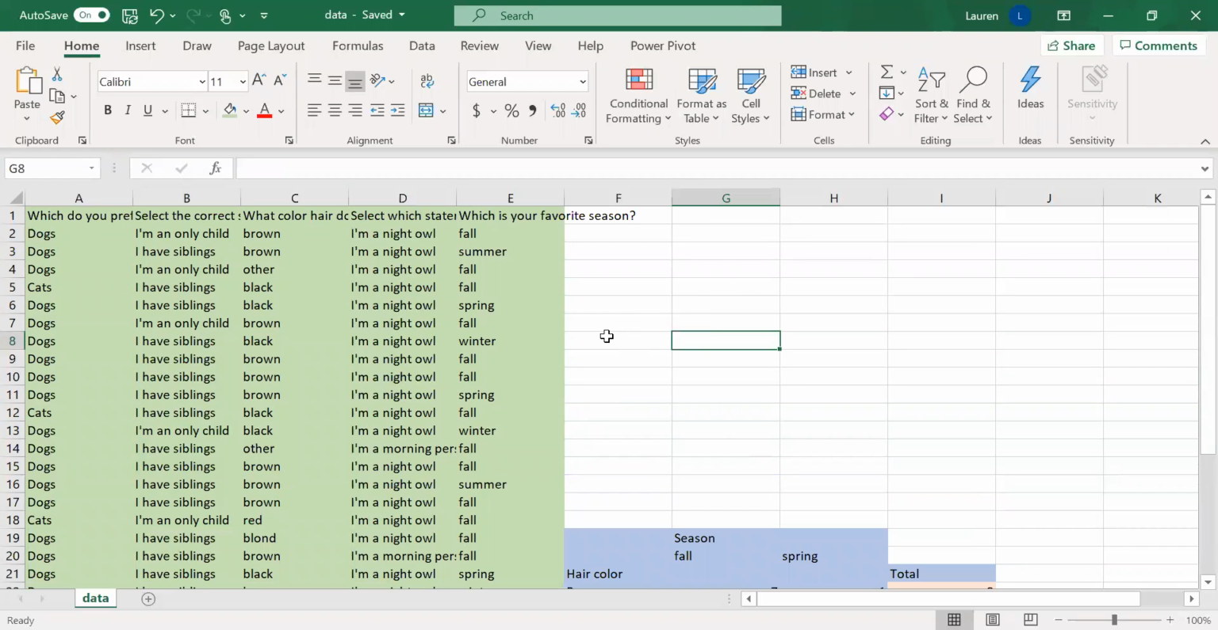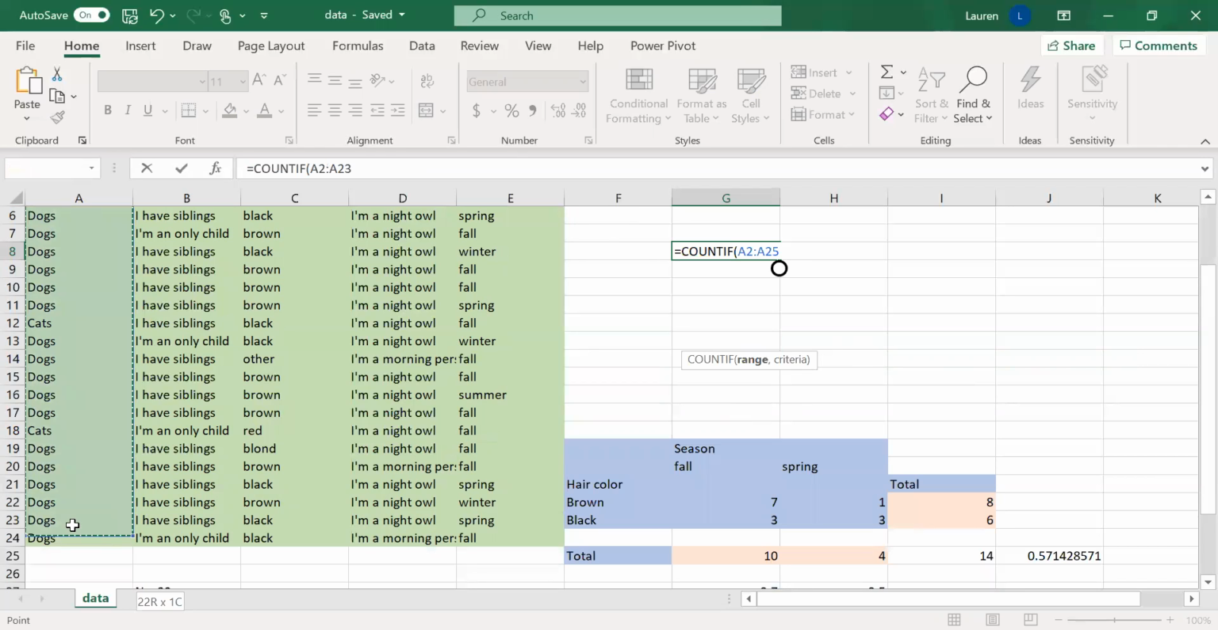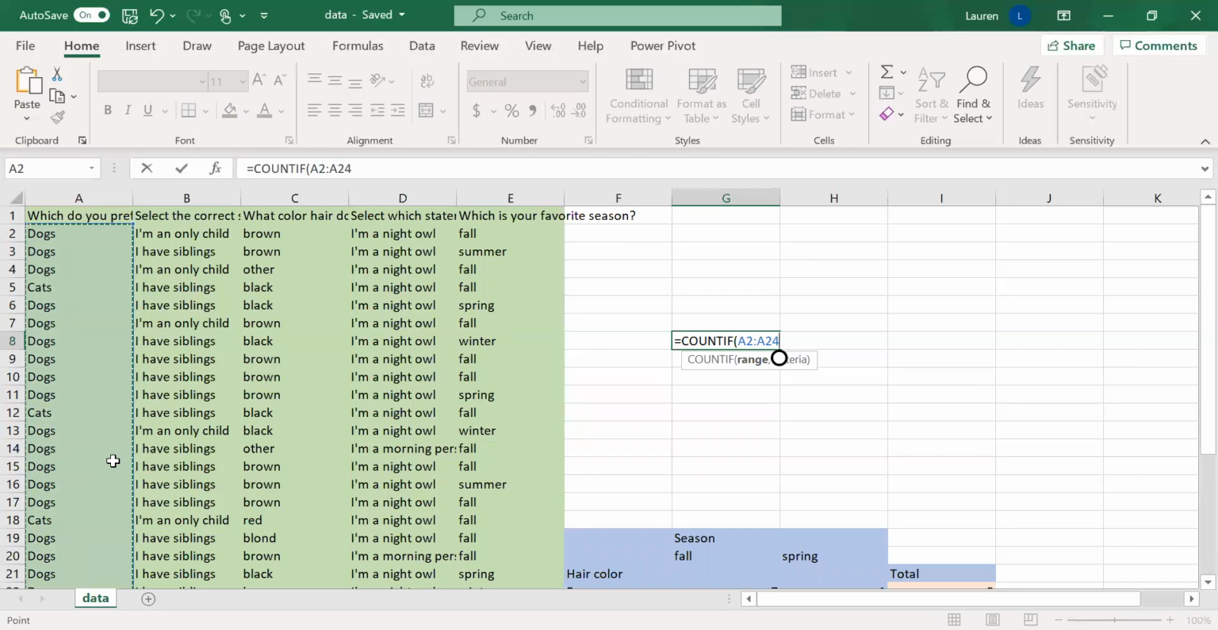Then we use the COUNTIF formula in Excel to get our frequencies of responses to some of these questions. So the first thing that we looked at is we typed in equal and COUNTIF to get our COUNTIF function. So the description is counts the number of cells within a range that meet a given criteria. I'm going to select this. Then I ask for range of data. So I'm interested in this question, preference for pets.